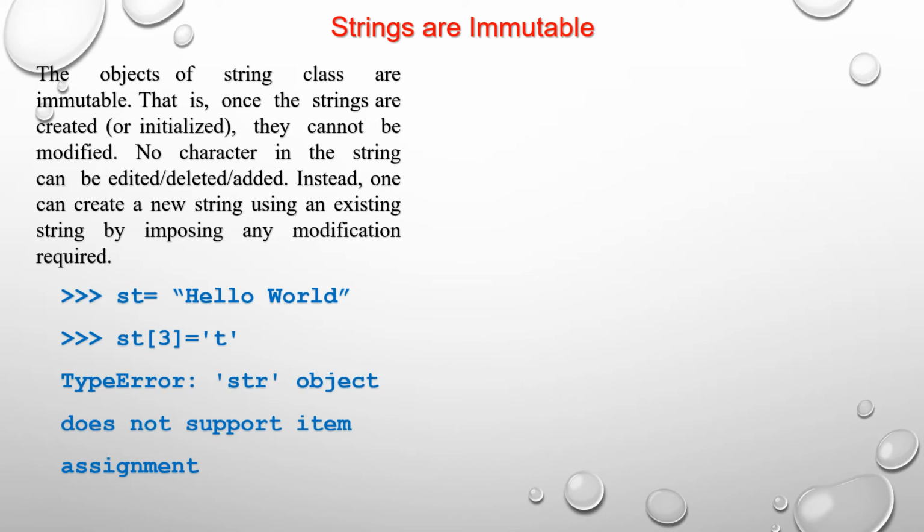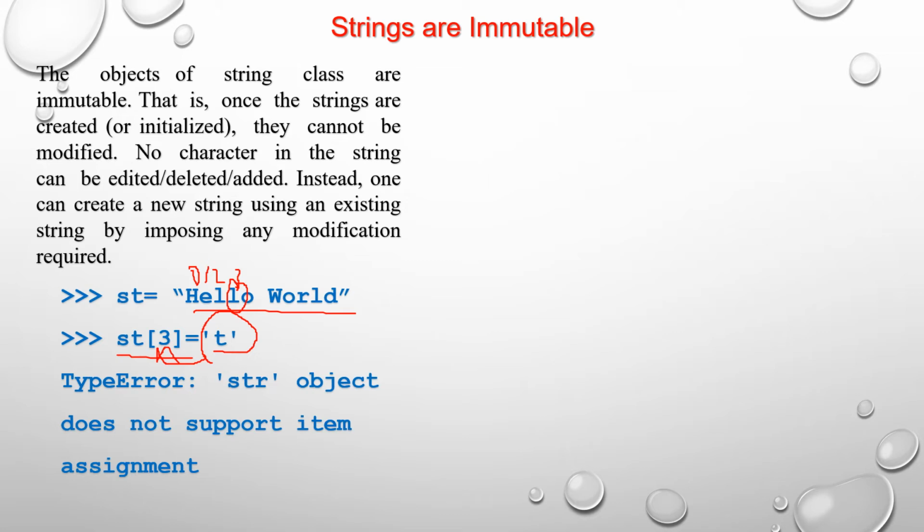For example, string st is equal to hello world. So hello world is the string we assign to st. Here, st of square bracket 3 is equal to t. So here we are going to modify the third indexing value. The first index is 0, this is first, this is second, and this is third. So we are going to modify L with T.